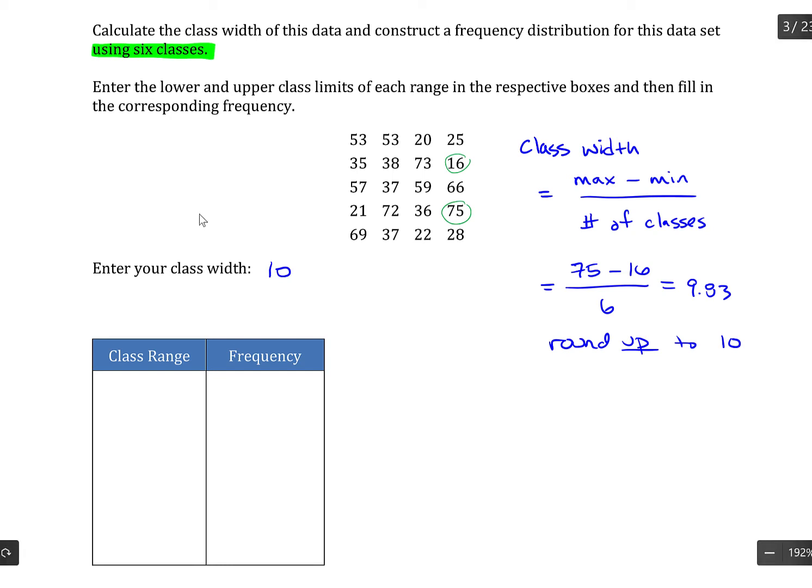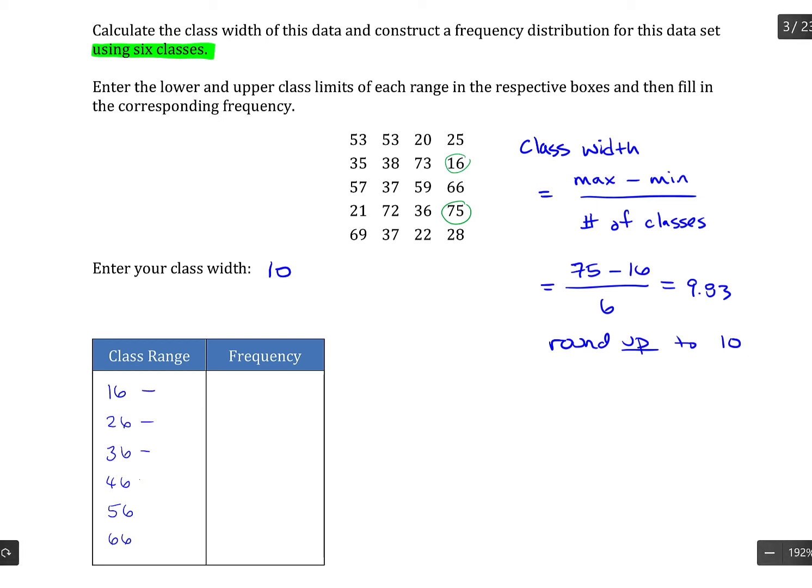Now, to create the classes, I start with my minimum data entry, which was 16, and I start my very first class with that. Then I take my class width and add it to the 16, which gives me 26, and that is the start of the next class. It's tempting to try and put that 26 right over here, but unfortunately that's not the way we do things. If you did that, you wouldn't actually have 10 potential items to fit into that class range. So this is how we go about it. And we just repeat the process for the rest of the classes. So 36, 46, 56, and 66. And that is the 6th number, so that means I've got 6 lower class limits.